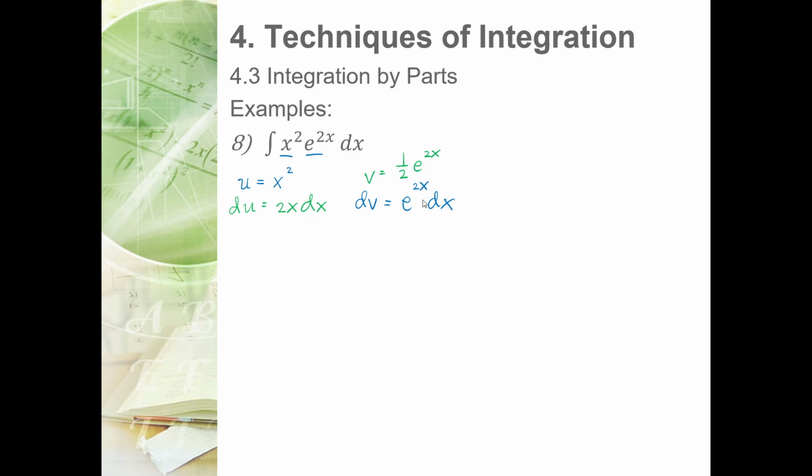So again, by formula, let's write it immediately. We have x squared times 1/2 e raised to 2x minus the integral of v du. So the integral of 1/2 e to the power of 2x times 2x dx. Cancel out 2, cancel out 2. Then we have 1/2 x squared e raised to 2x minus the integral of x e to the power of 2x dx.